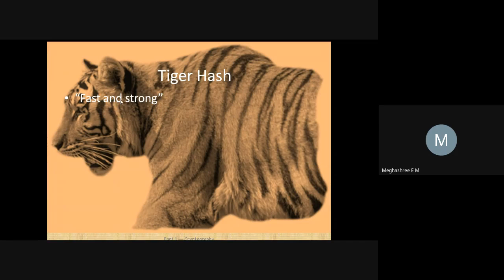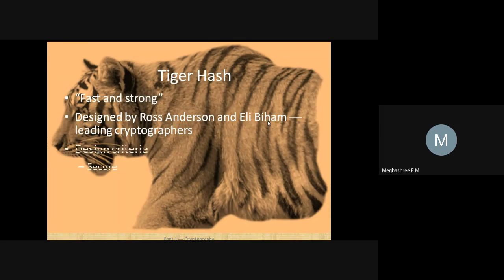As I said, it is fast and strong. So the tiger is also a strong animal, isn't it? Whatever hash function I'm talking about, the Tiger hash function is very strong because it's very difficult to find a collision, or no collision has been found, in this hash function. That's why we say it is a fast and strong hash function, right? This hash function was designed by Ross Anderson and Eli Biham. Those are leading cryptographers.